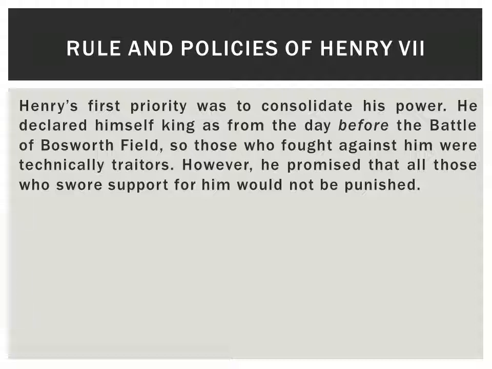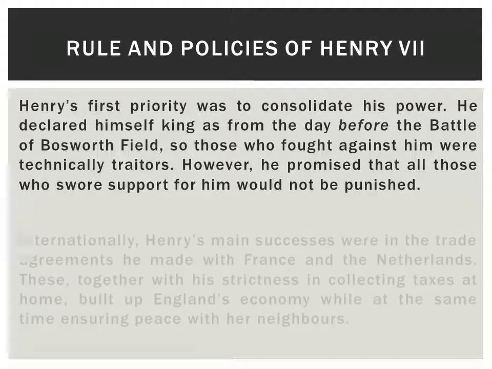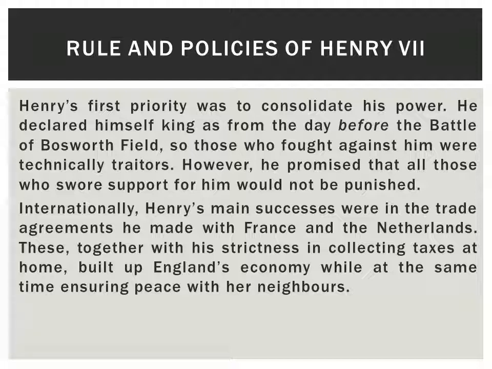That meant that all of those who were on Richard's side were technically traitors. But he promised that as long as they promised that they would support Henry, then they wouldn't be punished. So it was a kind of tactic for making his power strong right from the beginning. And what did he achieve? Well, he was good at getting trade agreements going. He was strict at collecting taxes. He was good at building up the economy. And he was against fighting wars with neighboring countries. So the country grew richer, and it was a relatively peaceful time.